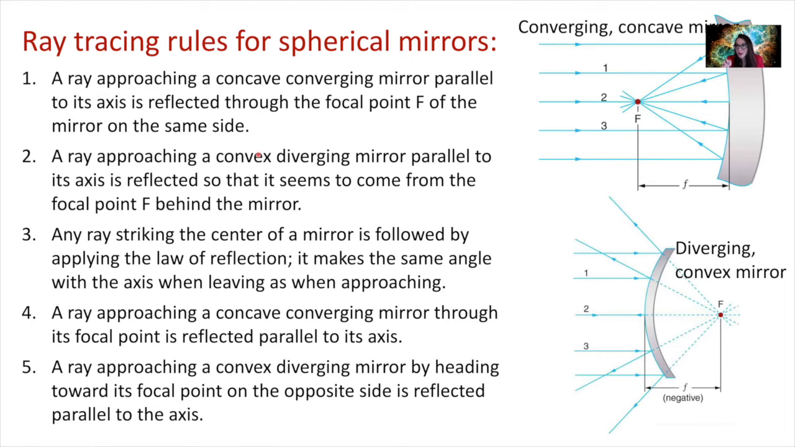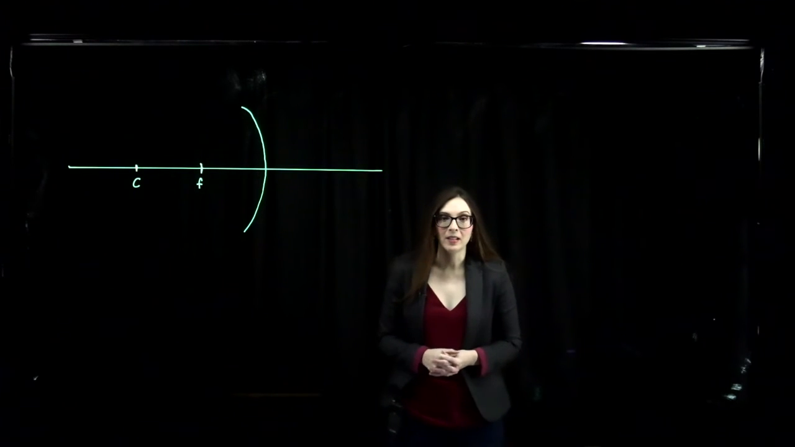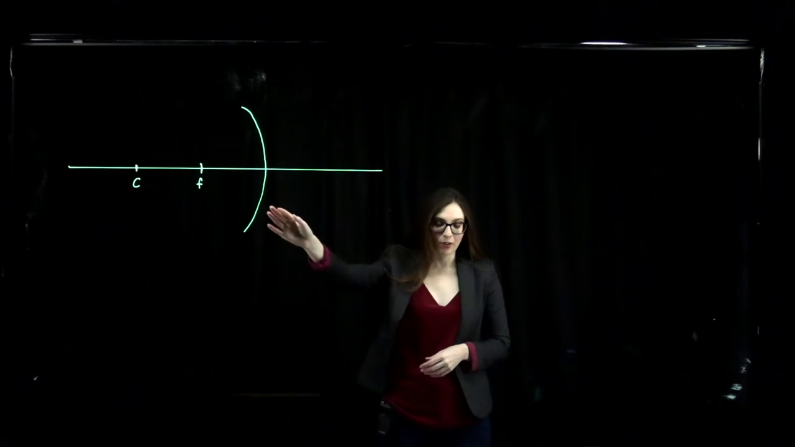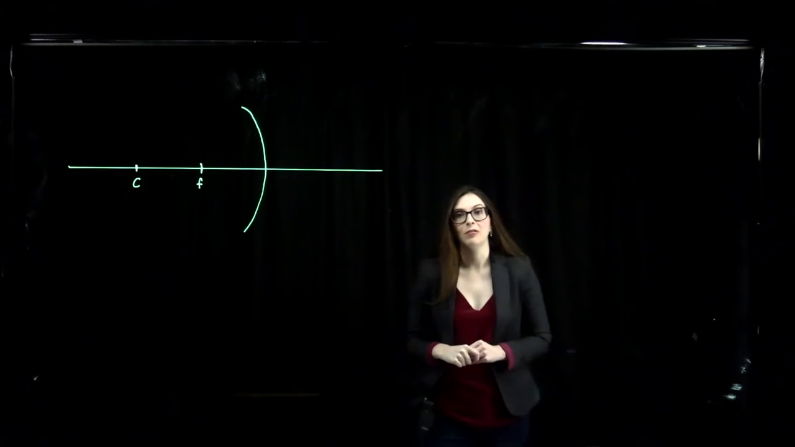So you can see those ray tracing activities in action together with the numerical calculations for the problems. We're going to do two problems where we practice the ray tracing and also calculate the magnification of an image produced by a concave mirror, and then the next one will be a convex mirror. Here we're going to practice a concave converging mirror with an object located inside the focal length.